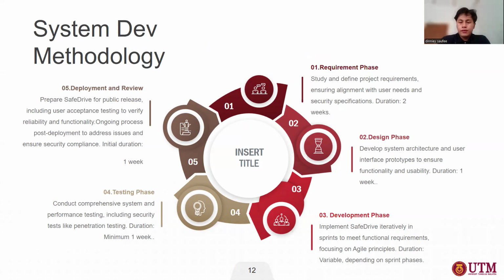Next is the design phase, where we develop system architecture and user interface prototypes to ensure functionality and usability. Next is the development phase, implementing safely and effectively in sprints to meet functional requirements, focusing on Agile principles. Duration is variable, but for each two use cases, it's about 2 weeks. And for the testing phase, we conduct comprehensive system and performance testing, where we test the system to see whether it's good or it really needs much more improvement.